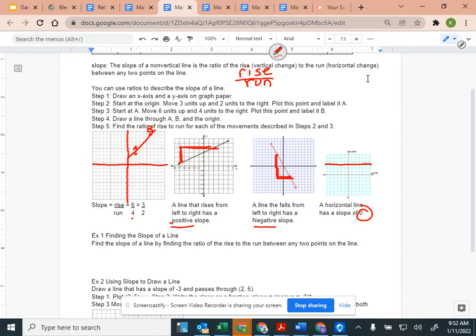Any questions on the slope? Let's practice doing one.